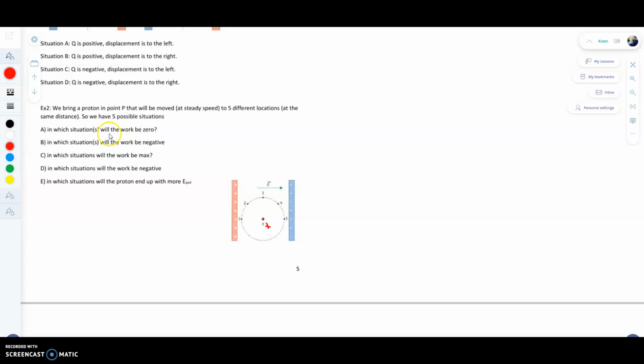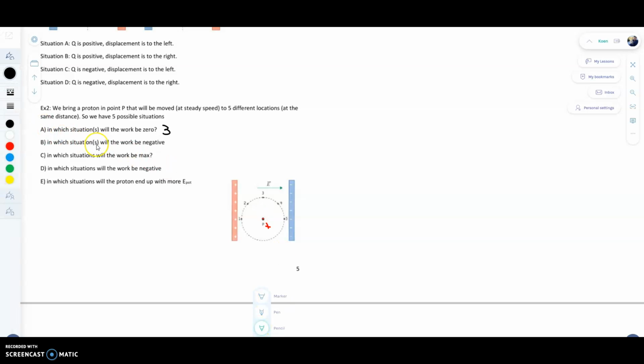In which situations will the work be 0? In this case, when will there be no work done? Well, the potential energy doesn't change if you just move it up. Why? Its relative perpendicular position towards the negative plate will not change. So in this case, in situation 3, there will be no work done whatsoever by that force. It doesn't change anything.